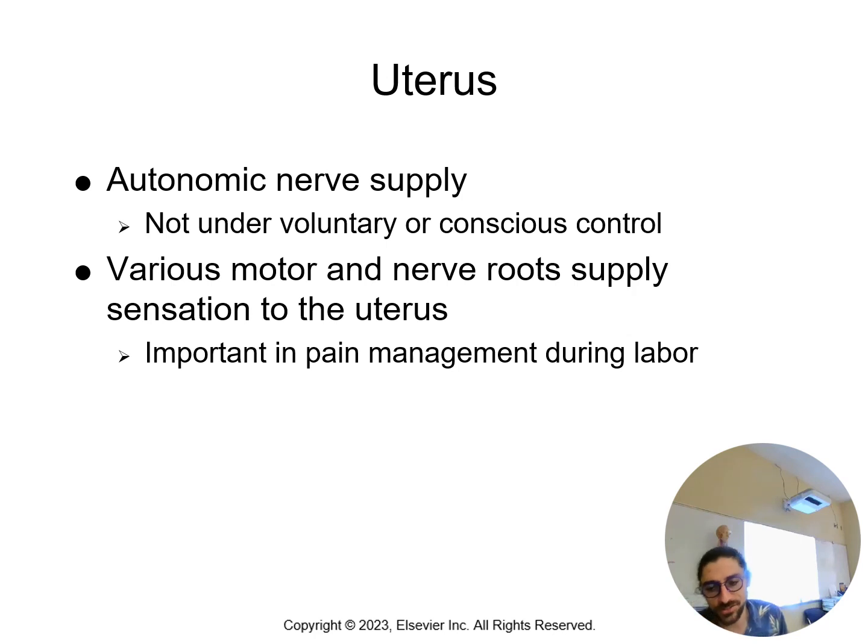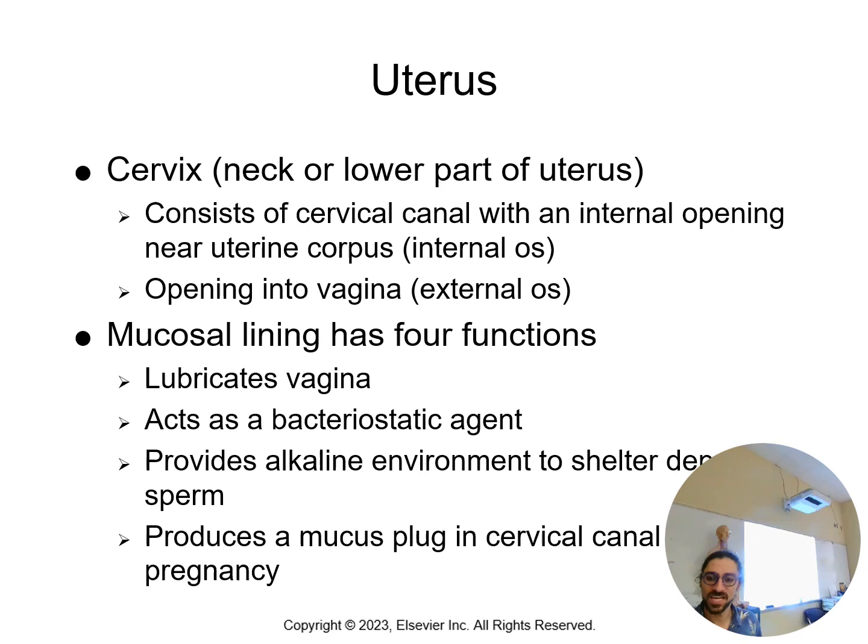Yeah, your uterus has a nerve supply, but you are not deciding when you're going to go into labor. You're not deciding when you're going to contract when you're in labor. It is not voluntary. It's controlled by hormonal changes.